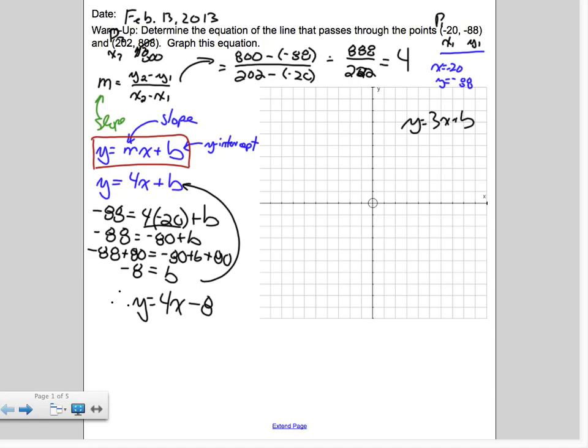Now we want to graph this. Do I really want to take these 2 points and graph a line? No. Now that I have this equation, I can say that here is my y-intercept, 0, negative 8. My slope is 4. 1, 2, 3, 4. 1, 2, 3, 4. So my line looks something like that. So you don't have to take the actual points to graph it. Once you've got your equation, you just graph it with your y-intercept and your slope.